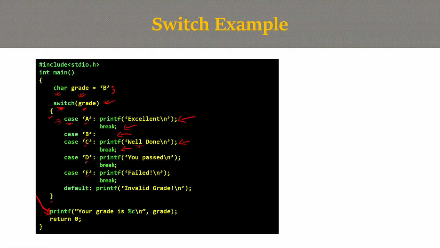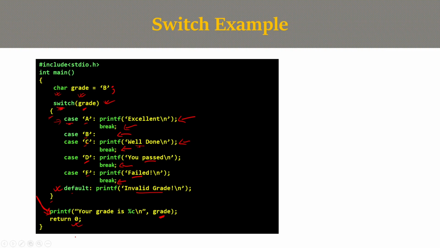Similarly, if our grade is D and it matches with this grade, then it will print you passed, and then go to the next statement and break. And lastly, if our grade is F, it will print failed. Then it will go to the next line and see that we have used a break, so it will break from this switch statement. If the grade doesn't match any of these, then the default keyword will be triggered and it will print invalid grade. Then it will go to the next statement and see that nothing is there, so it will break out from it. After I have broken out from the switch statement, I am printing your grade is %c \n, printing the grade here, and I'm finishing it with a return 0.